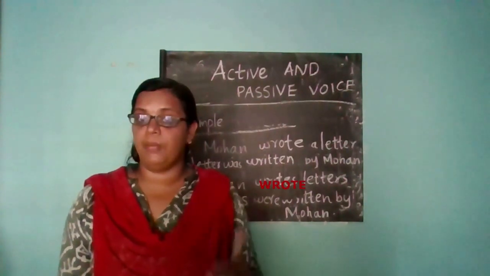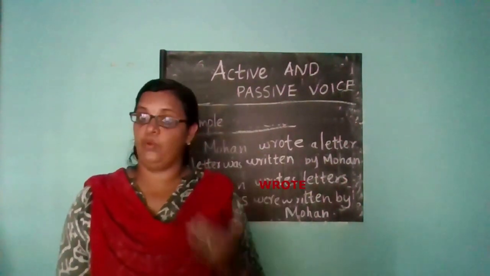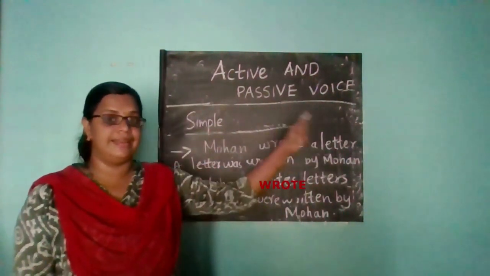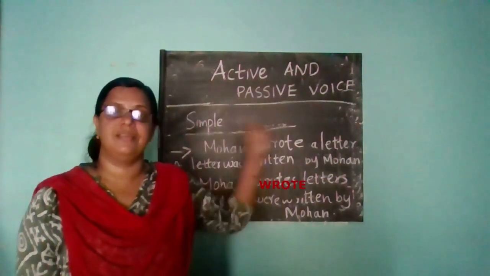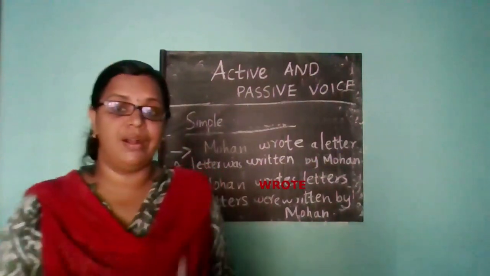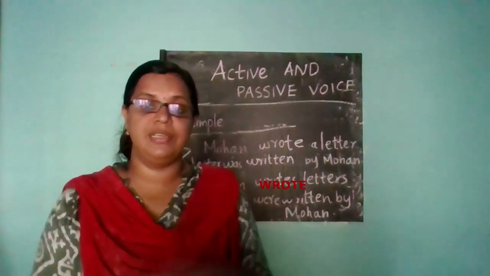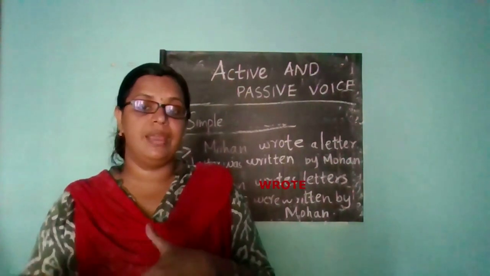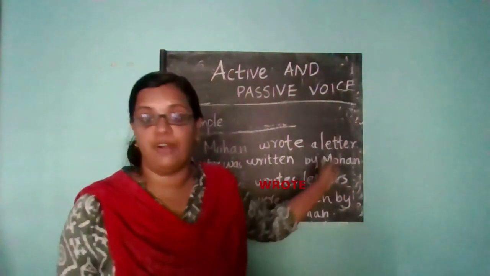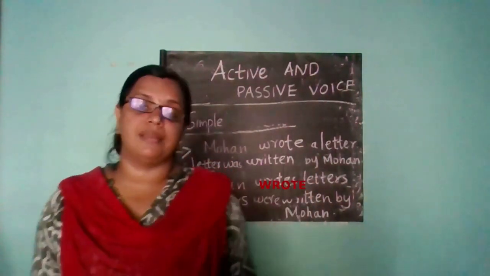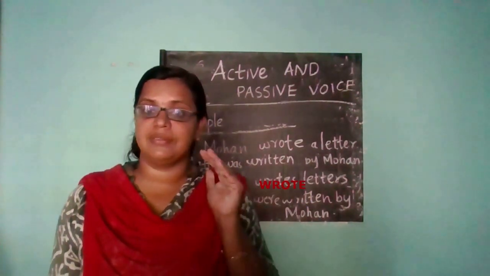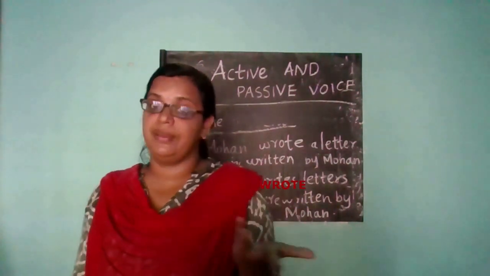What is the past form of write? Wrote. Okay, Mohan wrote a letter. If the verb is in simple past, you can follow this form: was or were plus V3 while changing active to passive. Okay, I already told you how to identify the simple past.